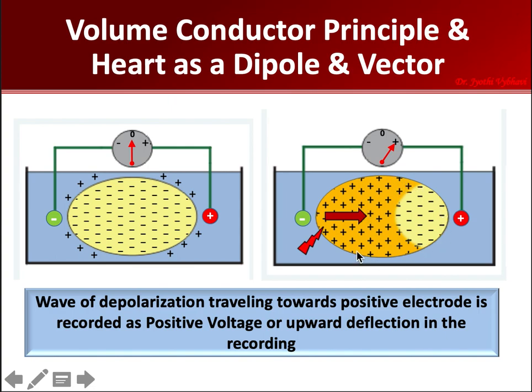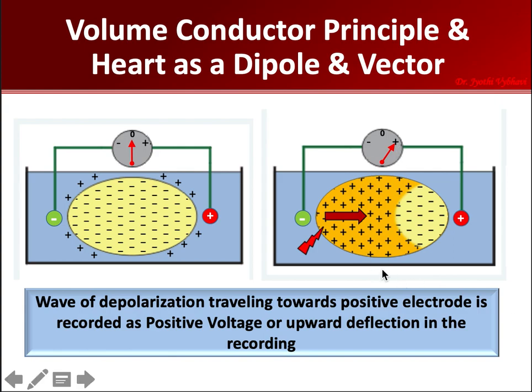The cardiac tissue is behaving like a dipole. So what is this dipole? A dipole is nothing but a combination of two poles: there is positivity as well as negativity. When there are both positive and negative poles in a given tissue, we call it a dipole. So the whole heart acts as a dipole when depolarization or repolarization is happening, in the process of depolarization. So this dipole is recorded by the galvanometer.